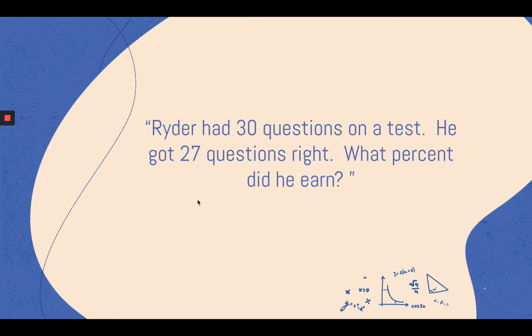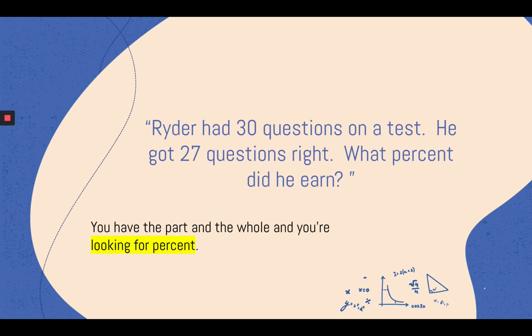Today, we're doing this type of question. Ryder had 30 questions on a test. He got 27 questions right. What percent did he earn? We're looking for percent today. So you get a part and a whole, and you're looking for the percent. That's what we're working on today.